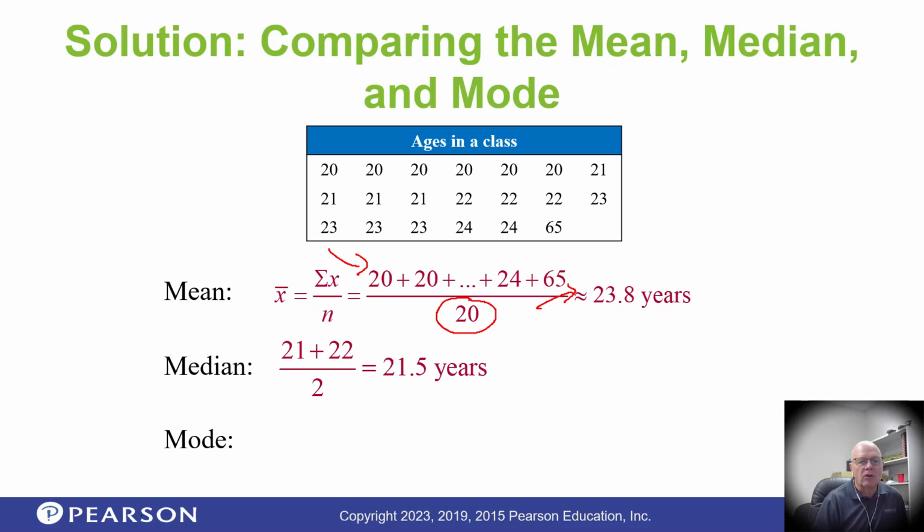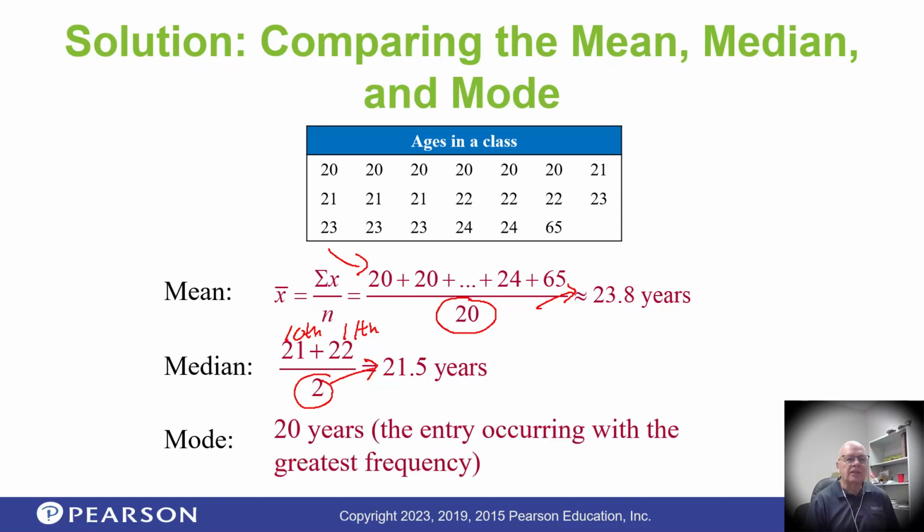How about the median? We've got them in order, and there are 2 in the middle. This would be the 10th and the 11th. Add those 2 up, divide by 2 to find the mean or average of those, and there's the median, 21.5 years. And what's the mode? Well, look through. They're already sorted. You have to find out which one happens the most times. And 20 happens to be the one that has the greatest frequency.